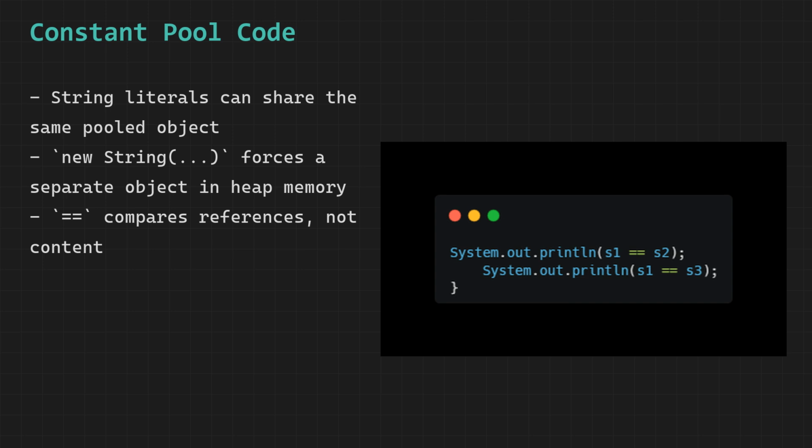This example clearly shows why using the new keyword with strings is generally avoided. It wastes memory by creating duplicate objects even when the same text already exists in the pool. String literals are always preferred because Java handles memory efficiently through the string constant pool automatically.